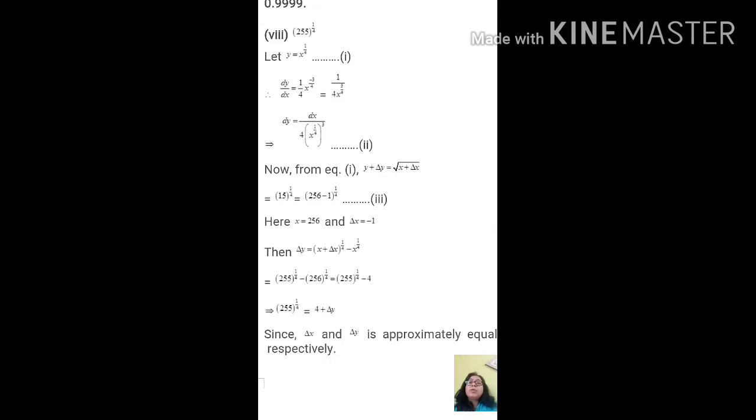Next, same question, we have to find out the approximate value of 255 whole to the power 1 by 4. We know that 256 whole to the power 1 by 4 will be, since 256 is 4 to the power 4, whole to the power 1 by 4, only 4. The answer will be 4 only. But 255 whole to the power 1 by 4 means a little less than this 4. So it will be 3 point something, but 3 point what exactly, that we have to decide now. So let us start here.